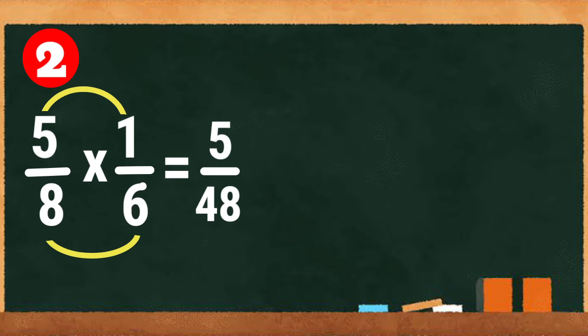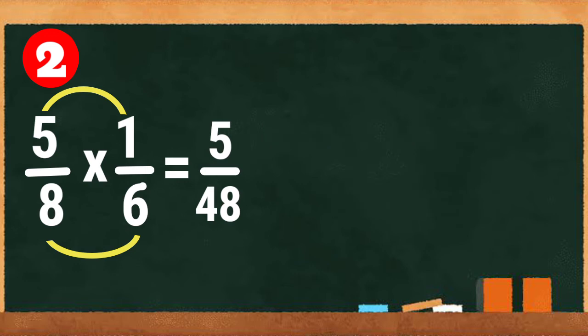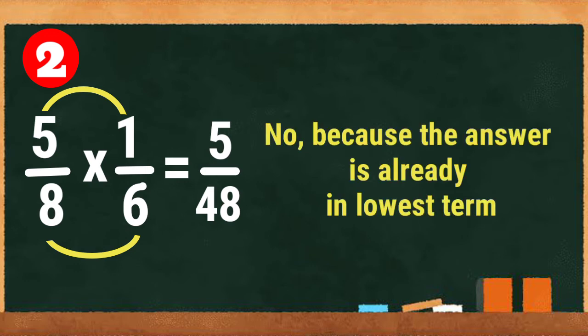over 48. Step number 3, express the answer to lowest term. Can we express it to lowest term? The answer is no. So your final answer here is 5 over 48.